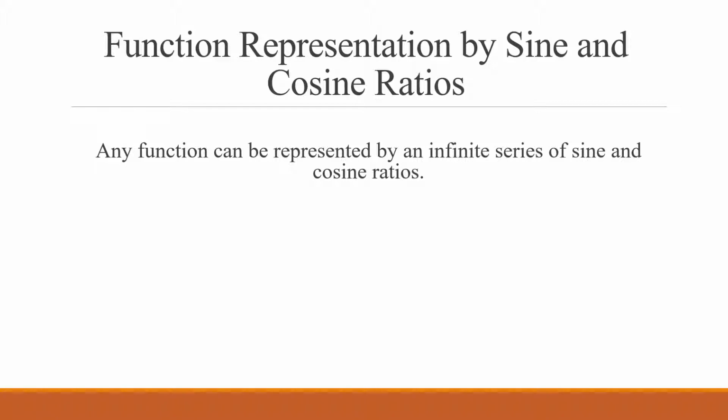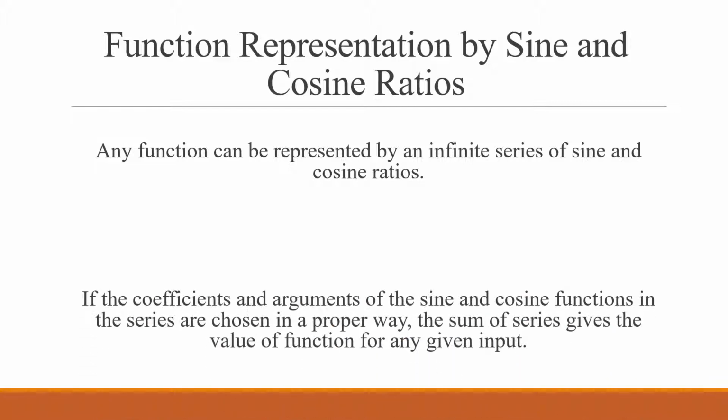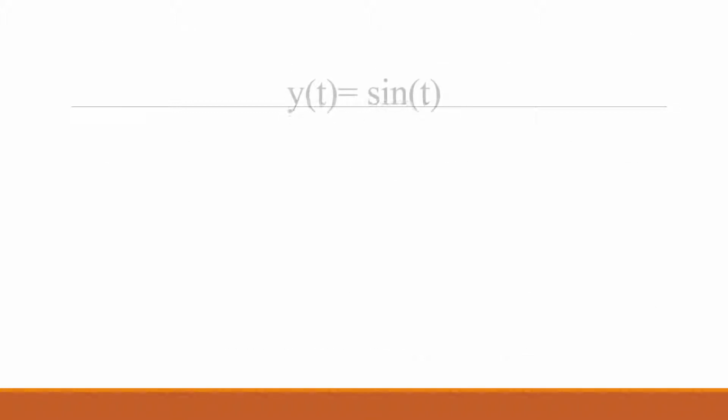Any function can be represented by an infinite series of sine and cosine ratios. If the coefficients and the arguments of the sine and cosine functions in the series are chosen in a proper way, the sum of the series gives the value of the function for any given input value. The phenomenon of representing a function as a sum of sine and cosine ratios can be understood by an example.